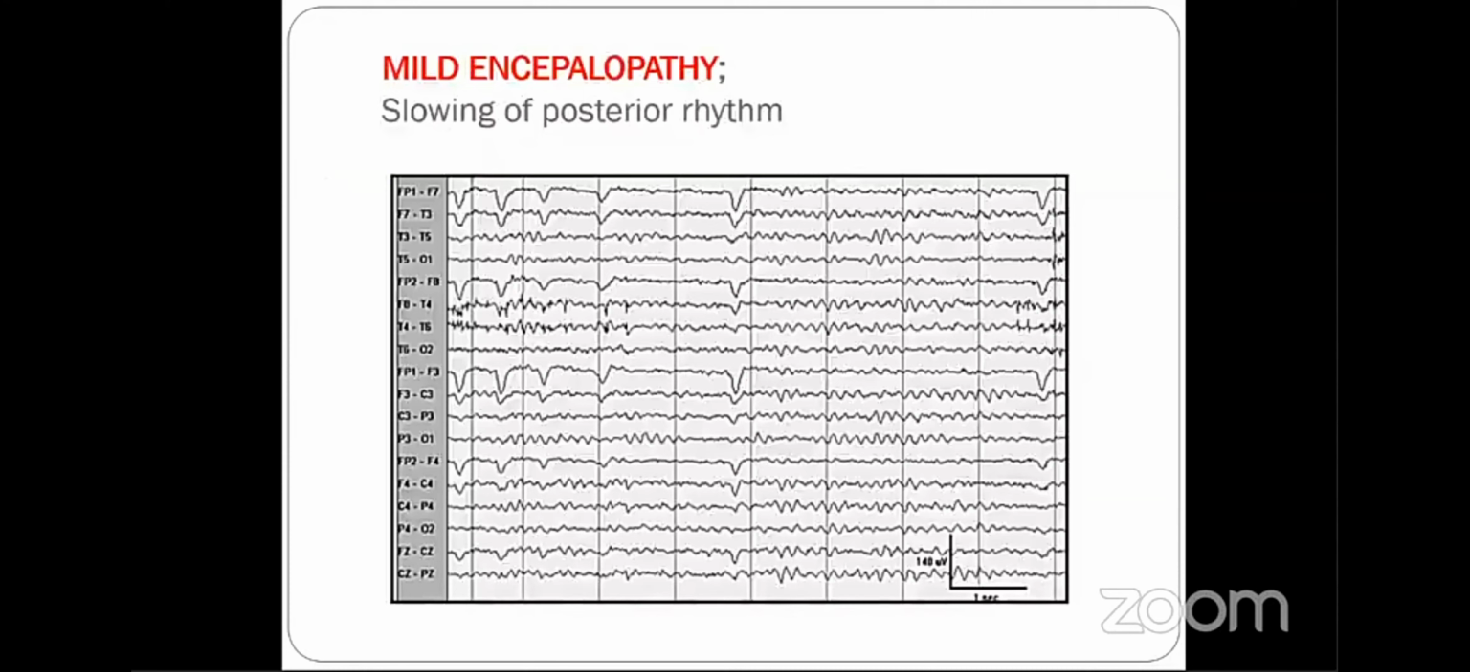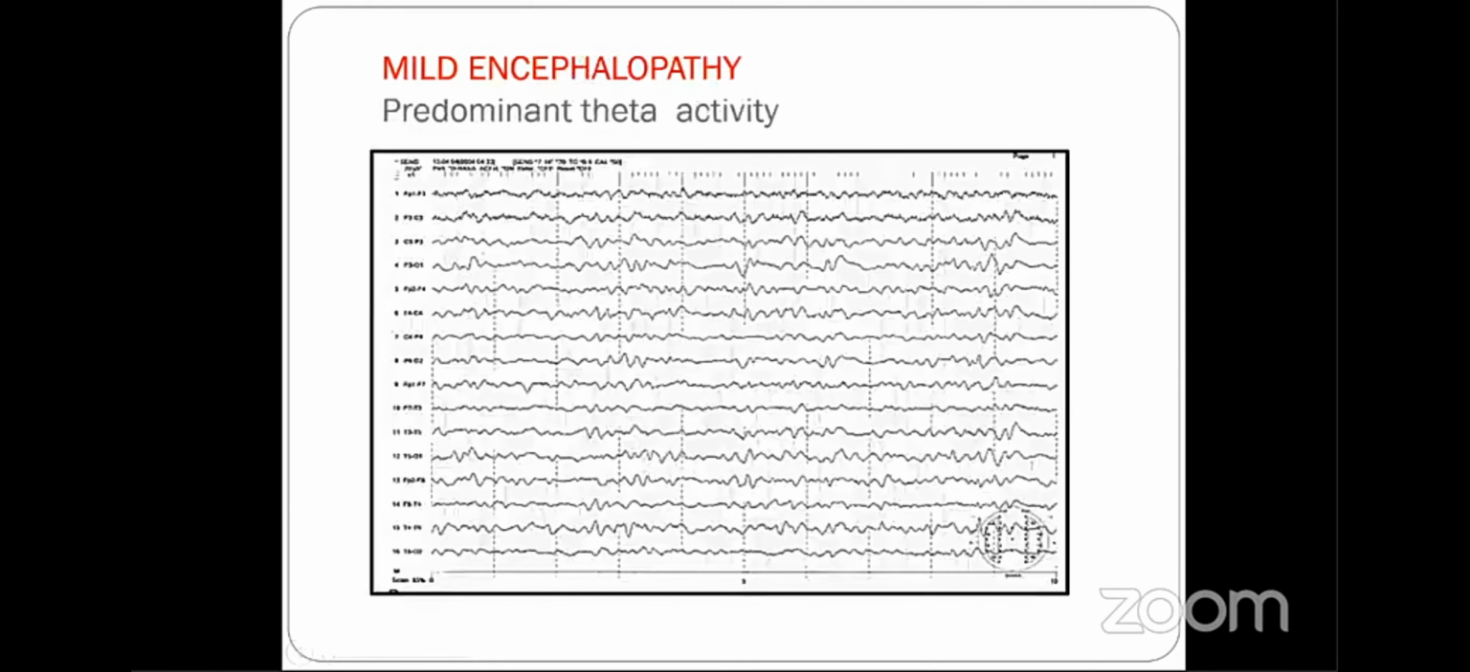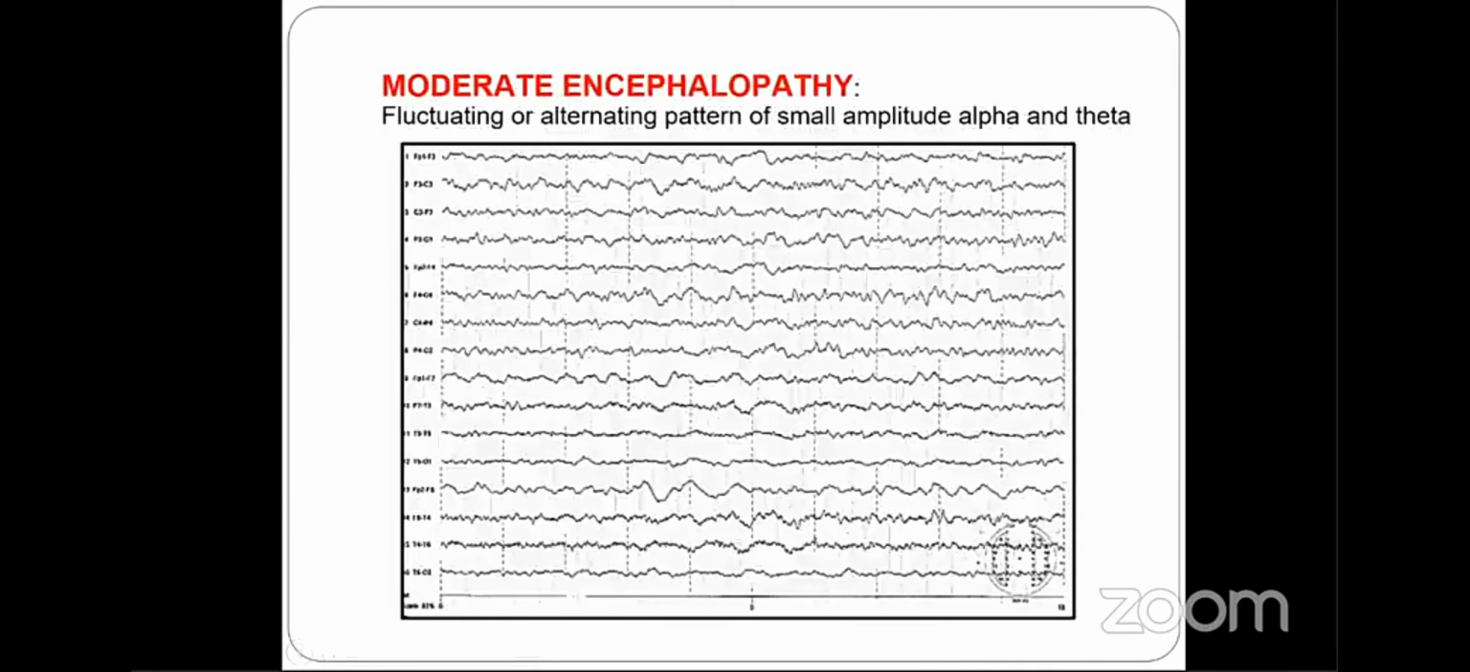This is the first EEG, which is showing a mild encephalopathy. It shows a slowing of the posterior rhythm, and you can see more and more slowing coming up posteriorly, with theta a little bit increasing. Then the theta has become so prominent that even the frontal region is showing theta. The theta activity has increased, and the alpha is very scanty. Then when it goes to moderate encephalopathy, you may see small amplitude alpha and theta mixed on the background, and it fluctuates. There is an alternating pattern of theta and alpha, and then intermittent delta starts coming.